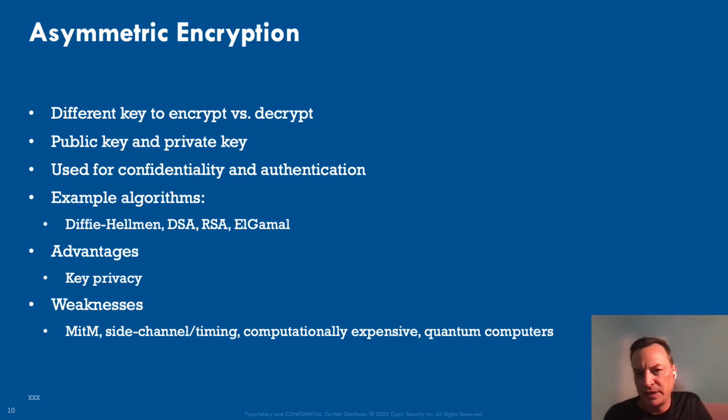As I mentioned, key privacy is the biggest advantage to asymmetric encryption, but there are also many weaknesses: man in the middle, side channel, timing and type attacks. As I mentioned, it's also slower, so computationally expensive. And it seems far-fetched, but with quantum computers and entanglement theory, you can actually decrypt the key in a matter of minutes or even seconds. So that's the biggest threat and problem with asymmetric.